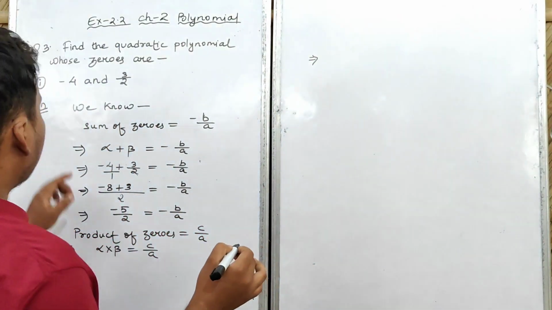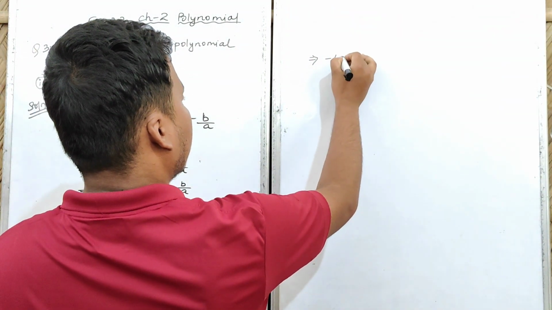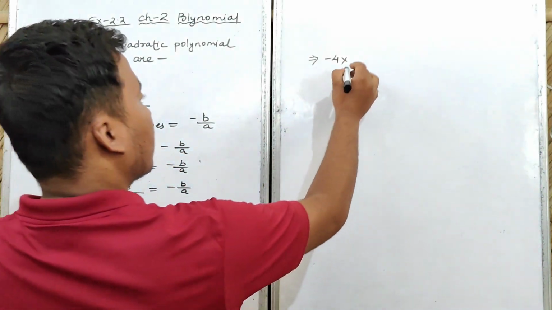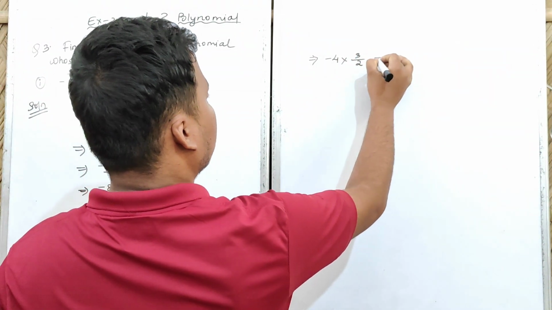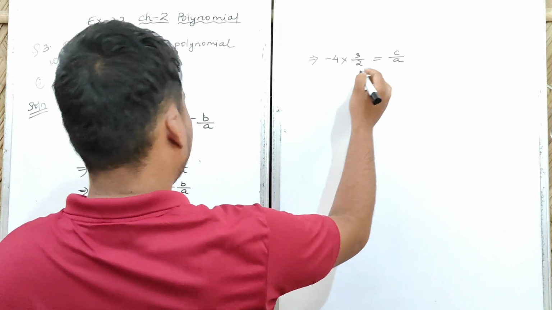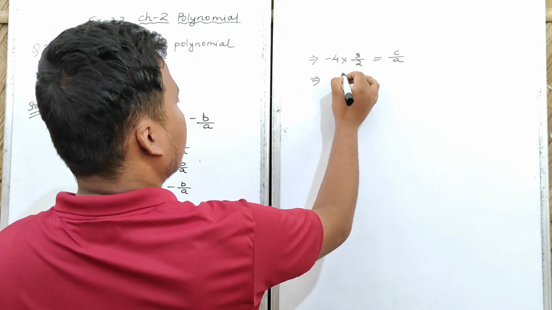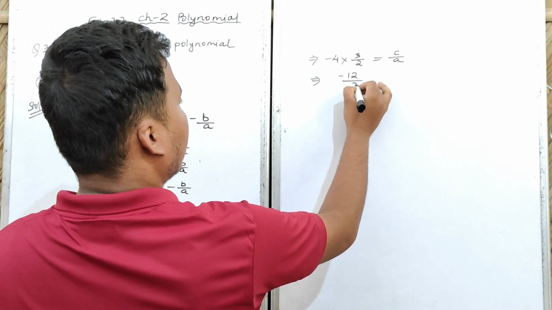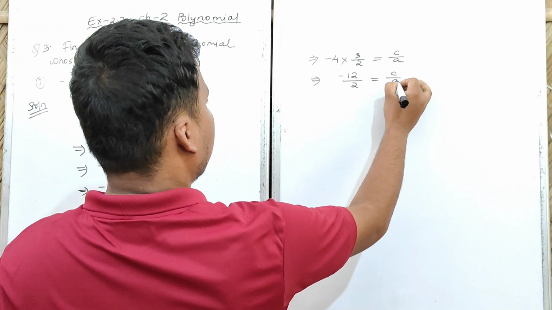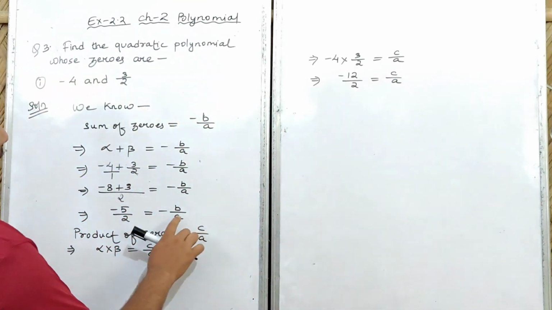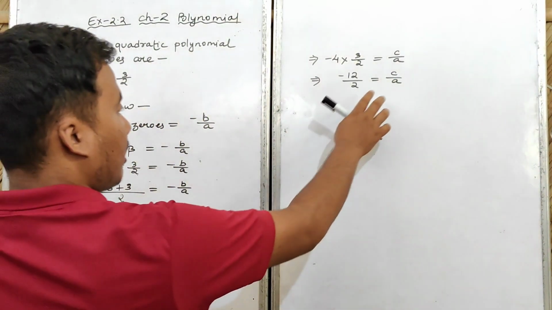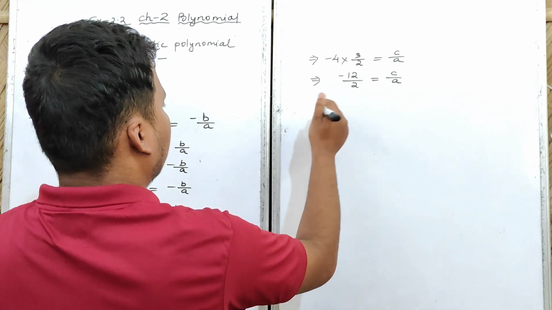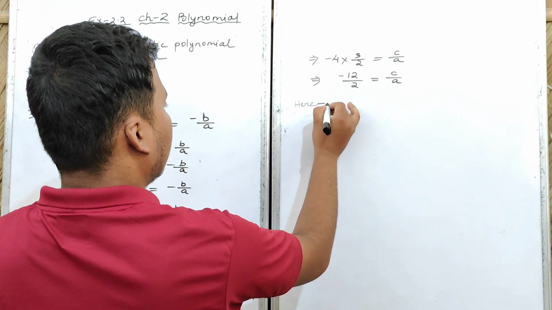अभी हम लोग को alpha is how much? -4 into beta. बीटा कितना दिया हम लोग को 3/2. Beta equal to 3/2 equal to c by a. So if you multiply this, 4 3s are 12, the sign will remain minus, by 2 equal to c by a. Now if you compare a value, यहाँ पर a कितना आ रहा है 2. Similarly here also a कितना मिल रहा है हम लोग को 2. So write it down, compare करके लिख लो.